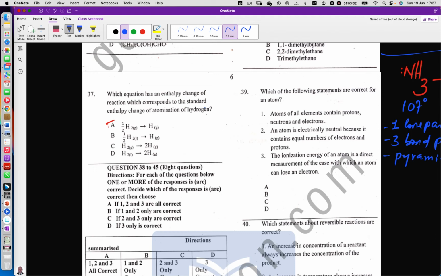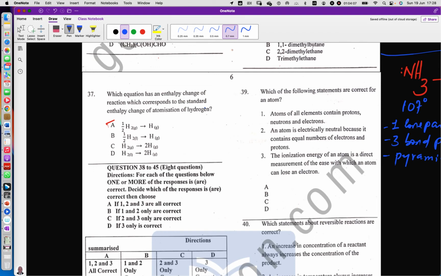When the number of electrons is lower than protons, that is when an atom has a positive charge. When the number of electrons is higher than the number of protons, that's when an atom has a negative charge. If an atom is neutral, that means proton and electron are equal and they cancel out each other. So 2 is right. 3, the ease with which an atom can lose an electron.